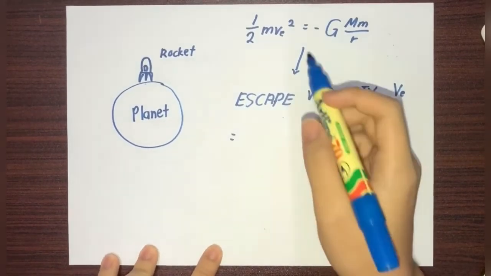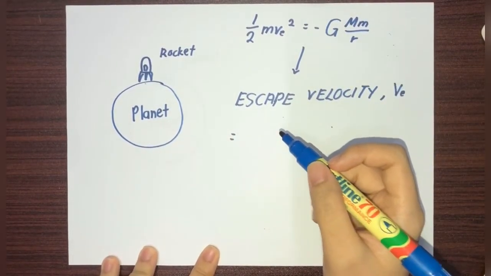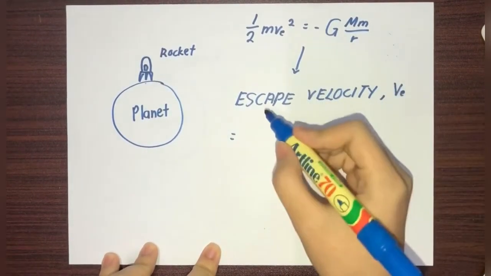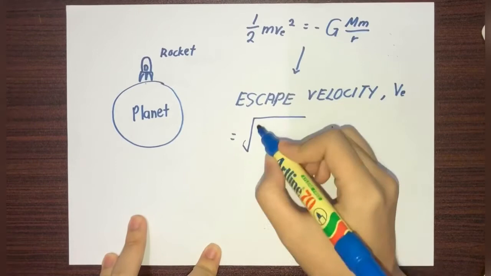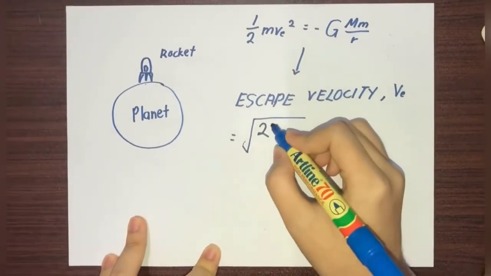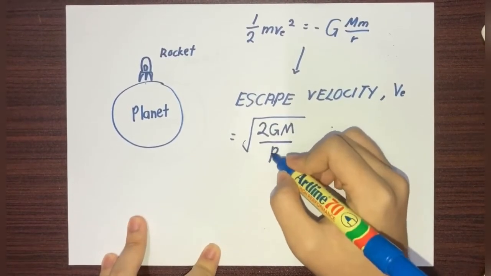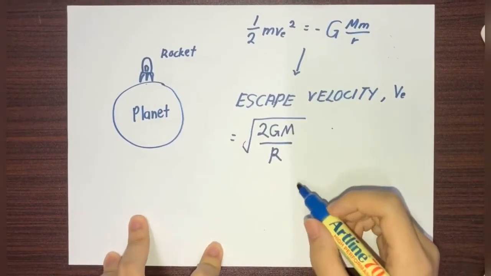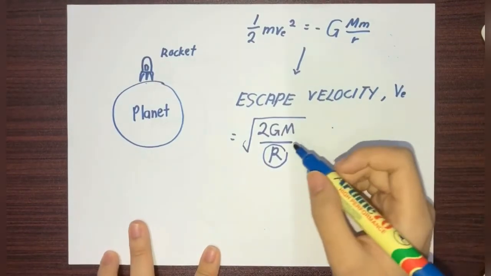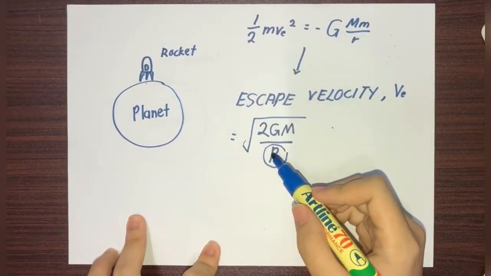Comparing the two equations gives us the minimum velocity required to overcome the potential energy of the planet, that is, escape velocity, is equal to the square root of 2GM by R. Here, the capital R is used because the rocket is launched from the surface of the planet, which is equal to the radius of the planet.